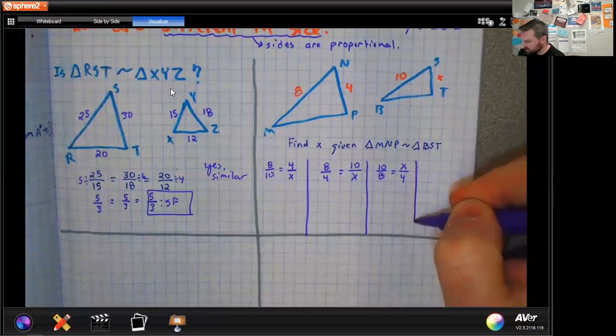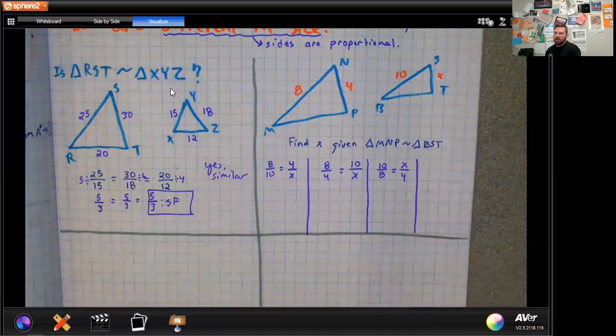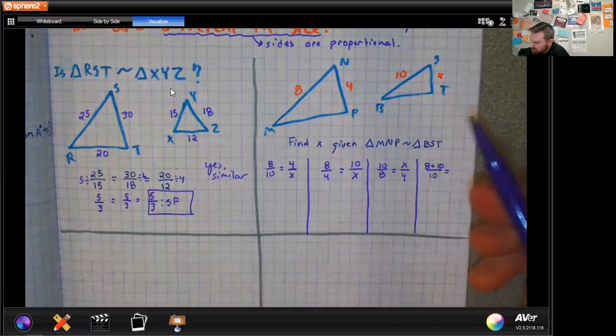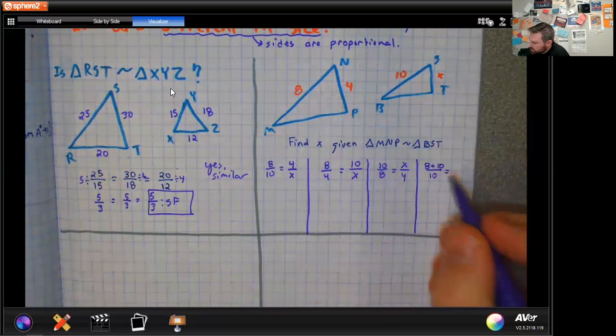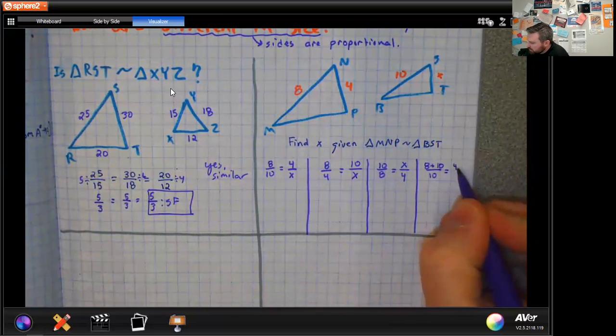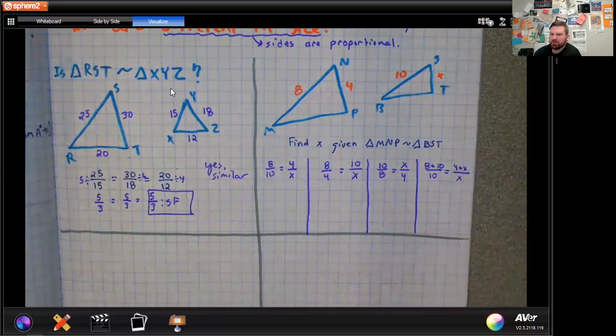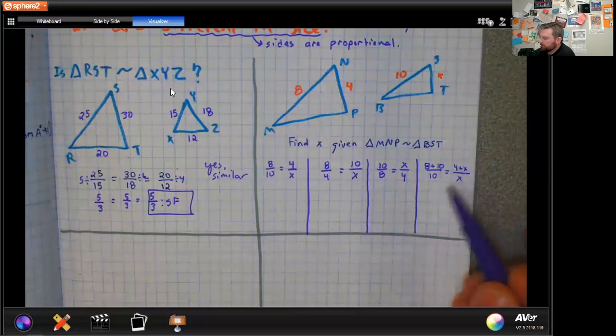And the last one that you probably don't see and you're really not going to use, we can set up something like 8 plus 10 over 10 equals, and we just do the same for the next one, and that would be 4 plus X over X. And again, you're likely not going to use that one in this class, but in upper level classes, there may be a reason to set it up this way for you.